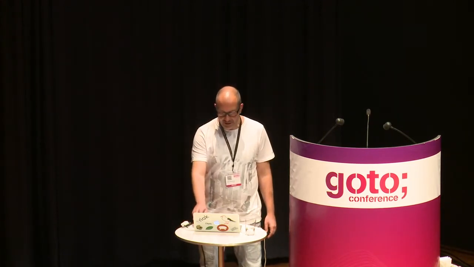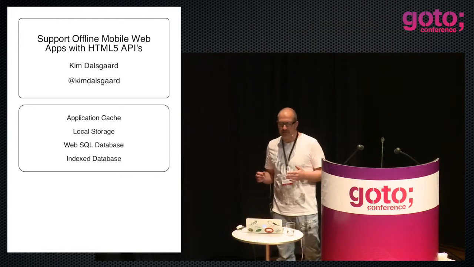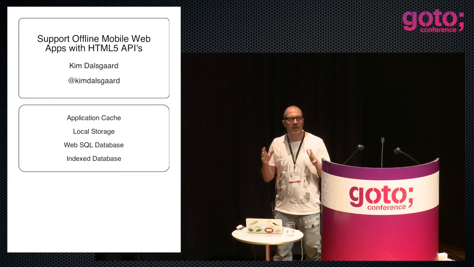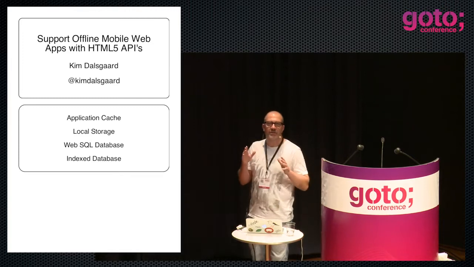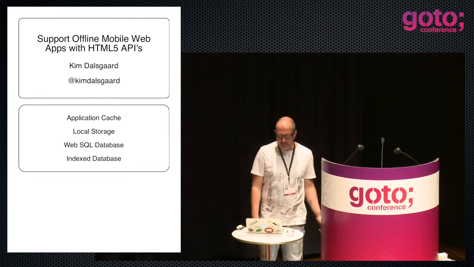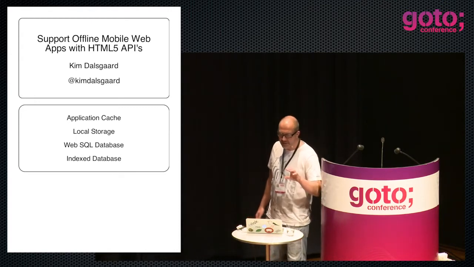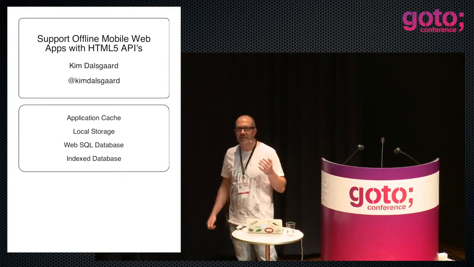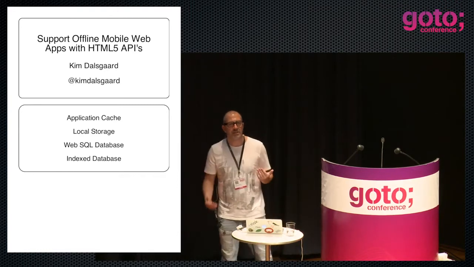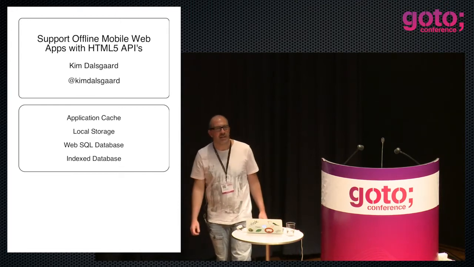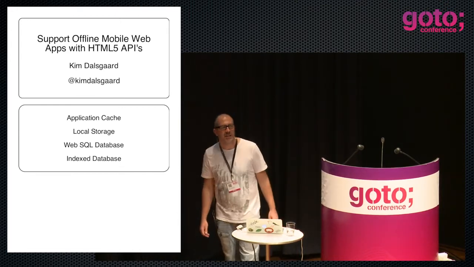So I've got a little agenda here. First point is application cache. That's how we can take our skeleton and persist it on the mobile device, so we don't have to have online access to actually run the mobile app. The next three are different ways of storing our data. It is very important here to separate the application and the data that the application uses. It's a common pitfall to put all in the app cache, and then terrible things can happen.